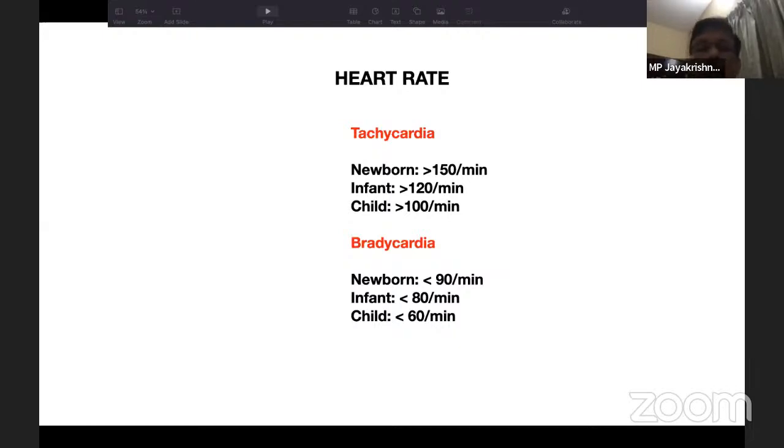But generally, when a child comes to your OP, for your easy remembrance I have written those cutoff values there. In the newborn, if it is more than 150 per minute, in an infant more than 120 per minute, and in a child more than 100 per minute, generally you take it as a fast heart rate. And bradycardia, low heart rate: newborn less than 90 per minute. That number 90 is important, because anything less than 90, for example 85 or 86 per minute, is bradycardia for a newborn. For an infant it's 80 per minute, and for a child it is 60 per minute. These are the cutoff marks for bradycardia.